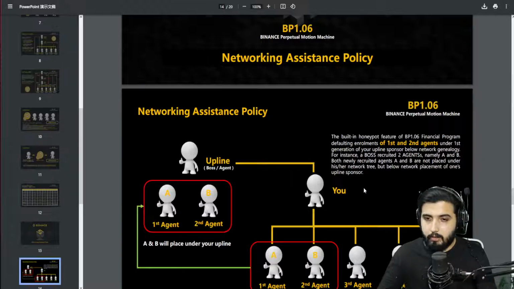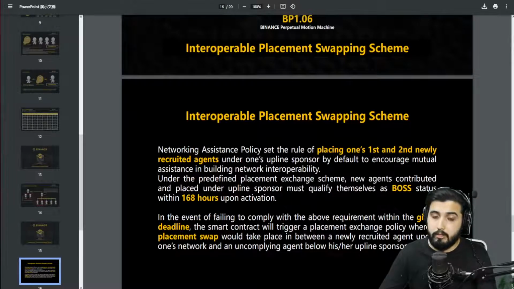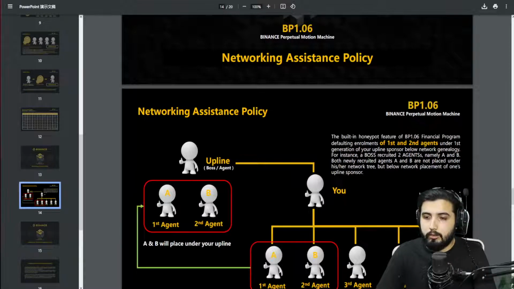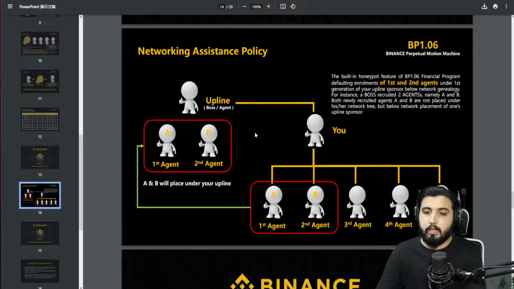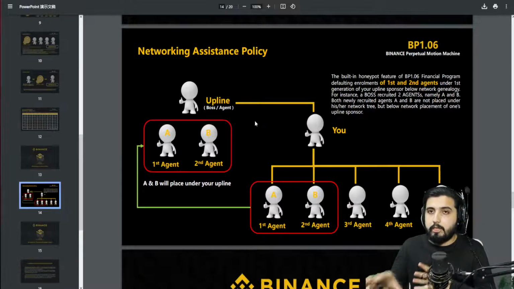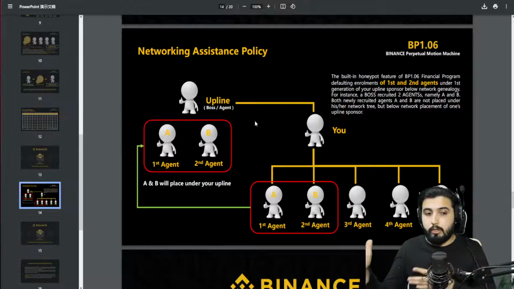The next thing that we have right here, which includes the network assistant policy and the interoperable placement swapping scheme, are mechanisms in place to keep the operations running smoothly, to incentivize and disincentivize things and so forth. So what happens in the network assistant policy is that when you refer 5 agents, the first 2 of them are not added in your network tree. They're actually added in the network tree of the upline boss, the person who referred you.